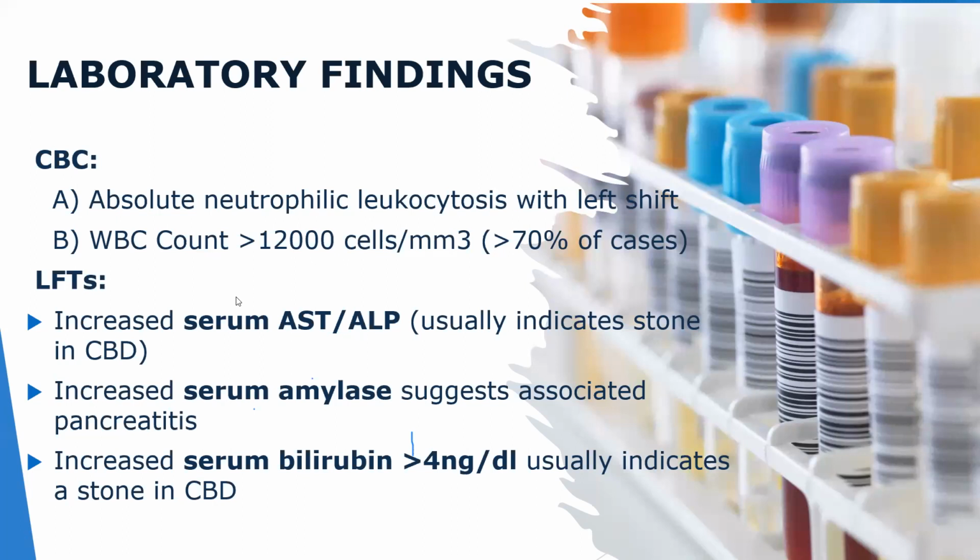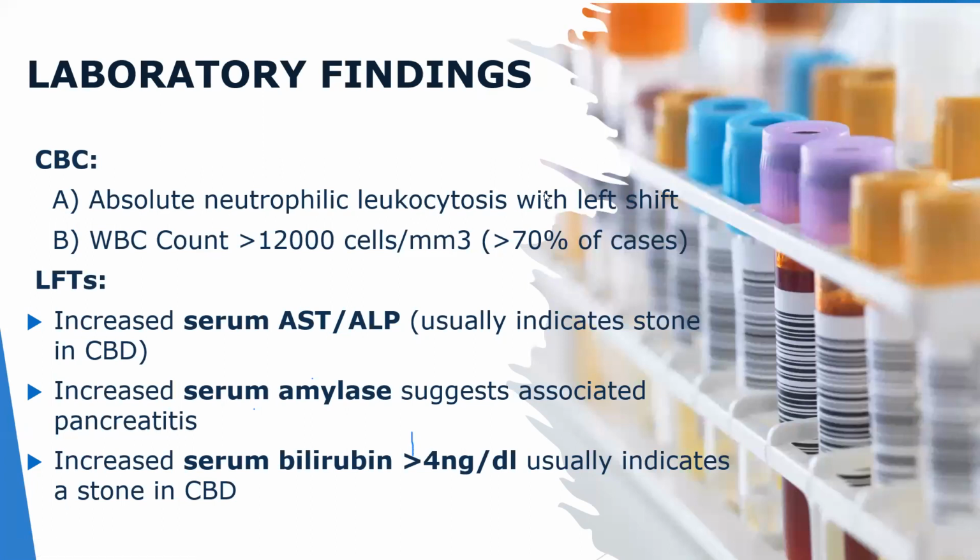iminodiacetic acid is given, and then by the gamma camera over the hepatobiliary area, the radioactive tracer is detected. And these two conditions, if the gallbladder is not visualized or if no radioactive tracer is detected in the duodenum, in both cases it has its significance.